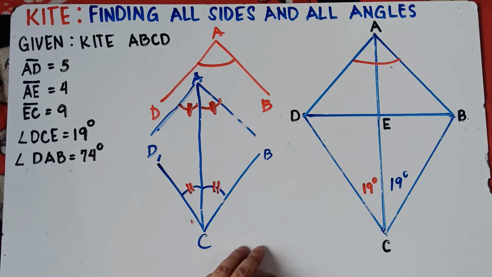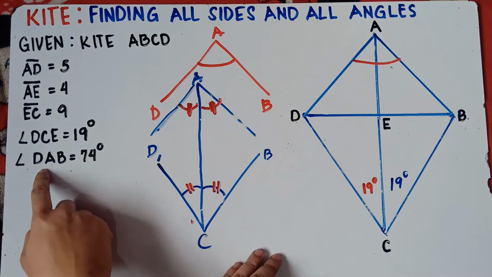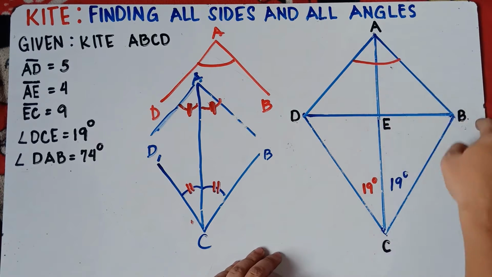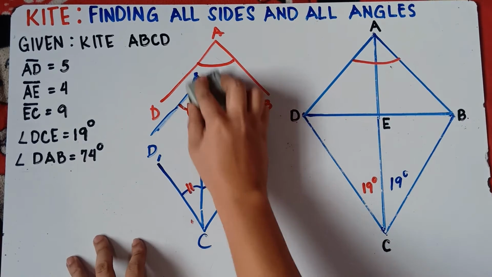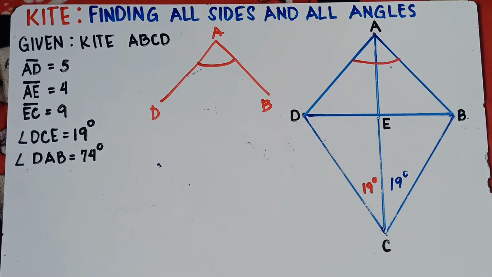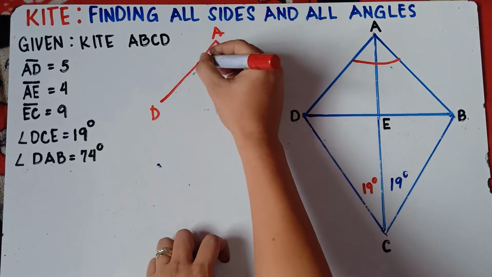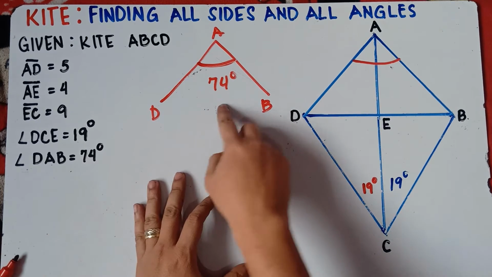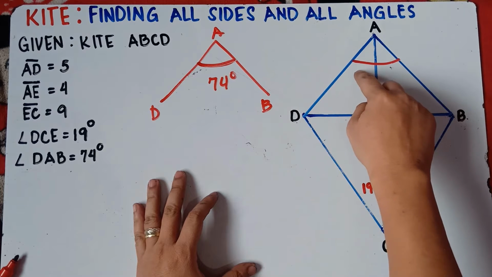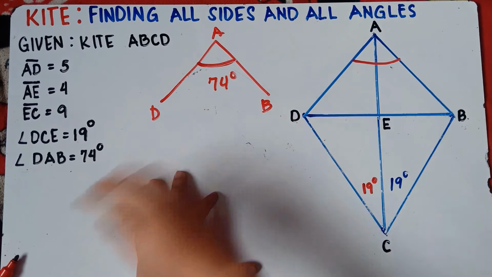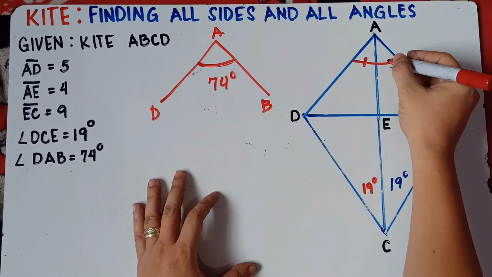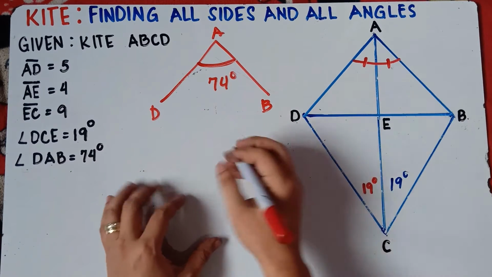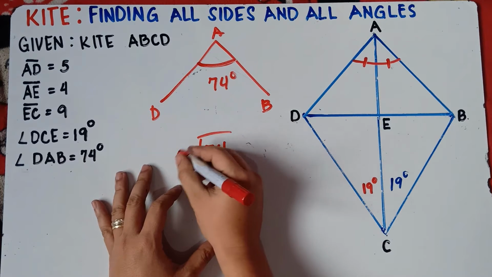And we have the given angle DAB, that is 74 degrees for angle A. This whole A would be 74 degrees. So we need to divide it by 2 so that we can get this angle, because this angle is congruent to this angle. Since this is 74, we divide it by 2. So 74 divided by 2.